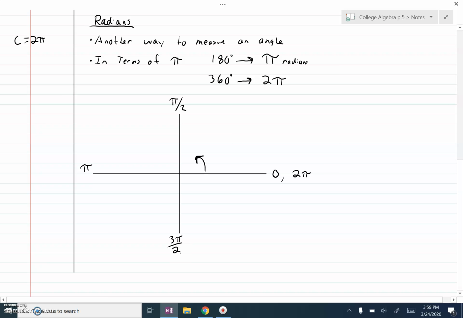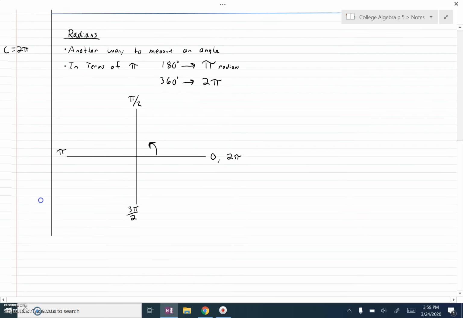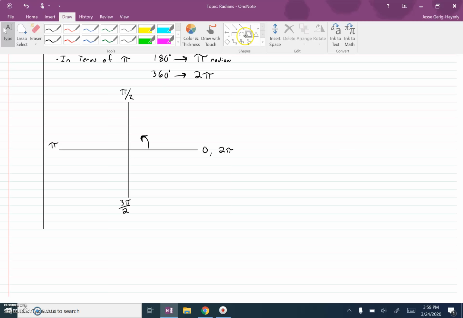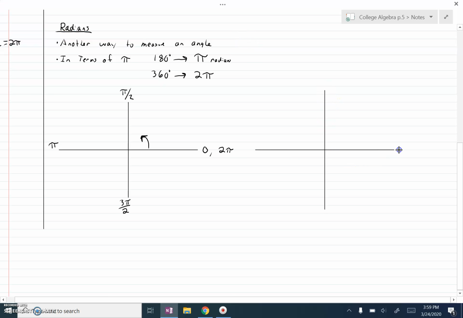If you went in reverse, the negative direction, it would be the same thing, but in terms of negatives. So if it went in the negative direction this way, this would be negative pi over 2, negative pi, and then negative 3 pi over 2. Again, it can go either way around the circle, starting at 0, and then back to 2 pi, because that's the entire way around a circle.